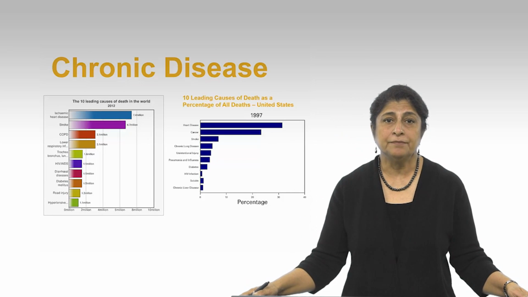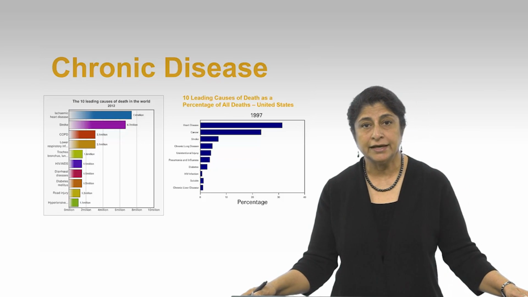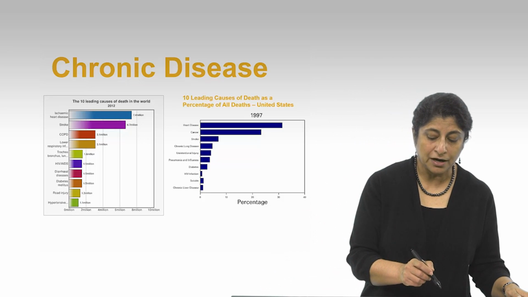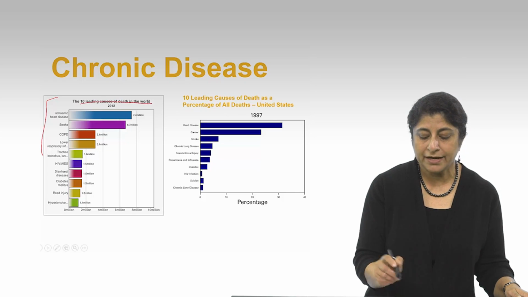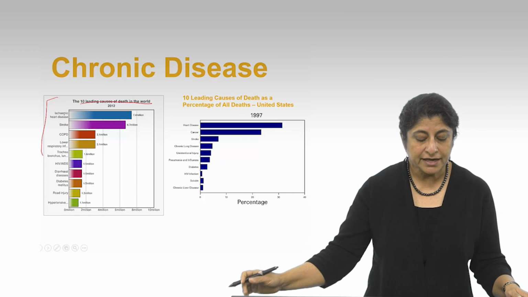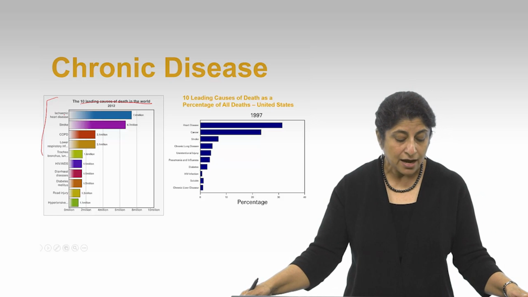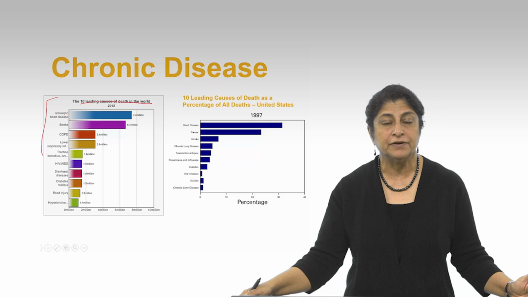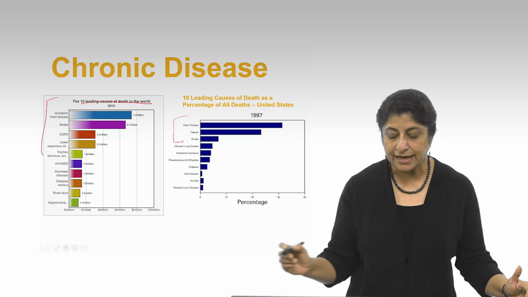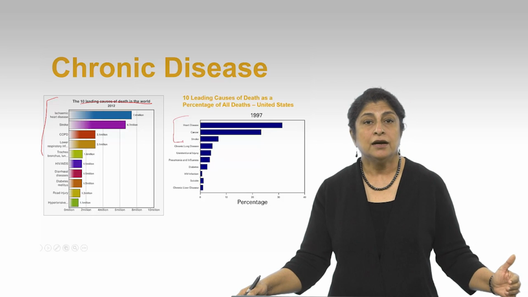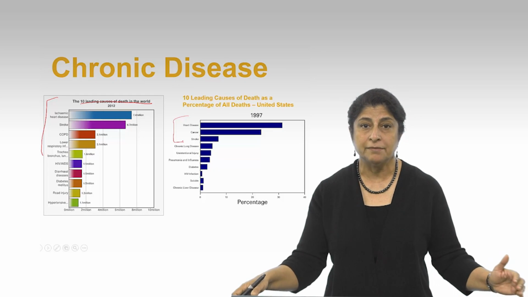So here, these two graphs compare the 10 main causes of death globally and in the US. The bar chart here represents the 10 leading causes of death worldwide. And what we see are ischemic heart disease, stroke, and COPD, or chronic obstructive pulmonary disease, as the top 3 causes of death globally. In the US, the top 3 causes are heart disease, cancer, and stroke. So as you can see, they are among the largest contributors of death and disease, both in America and globally.